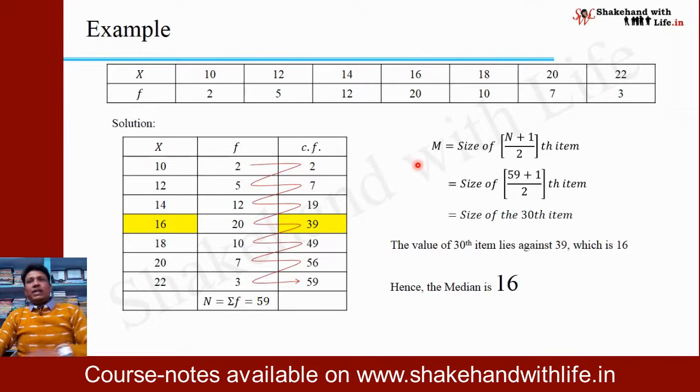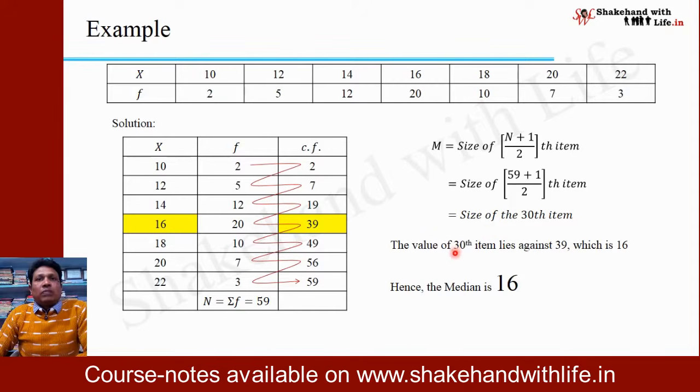Now the median will be the size of the (n+1)/2 item. The size of the (n+1)/2 item is given by (59 plus 1) divided by 2, where n is 59. So n plus 1 is 60, and 60 divided by 2 is 30. So the 30th item will be the median value.